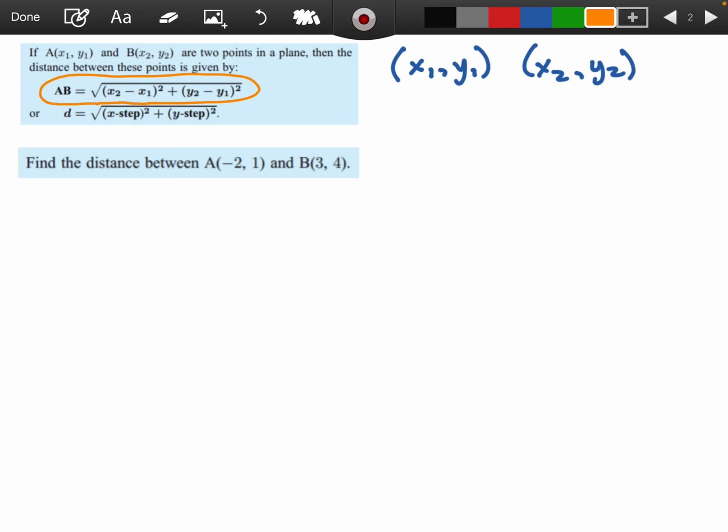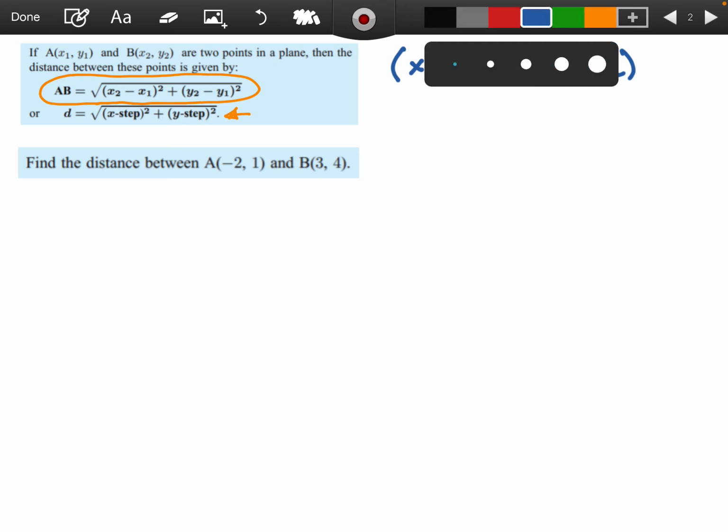So it looks really ugly, but you can see elements of Pythagoras here. We've got the horizontal step, x2 minus x1 squared, plus the y step, y2 minus y1 squared, and the square root of all of that. So you can see where this comes from. And then this one is just a more generalized version. So let's walk our way through a couple of examples of how we can use this formula.